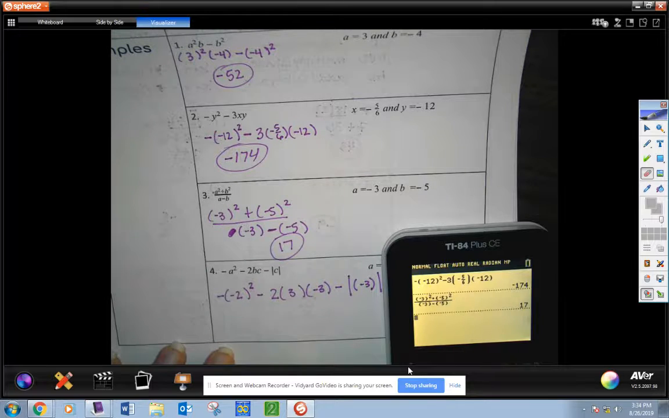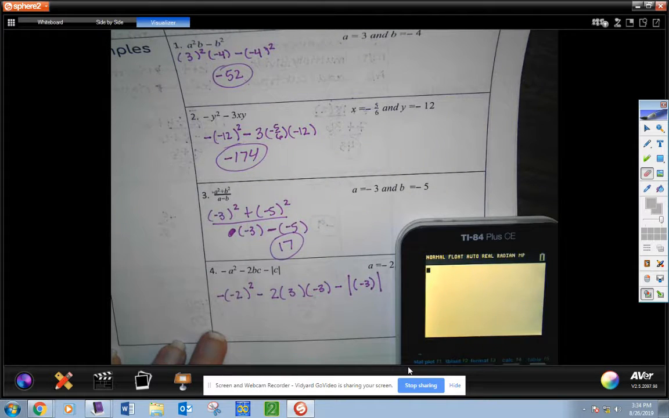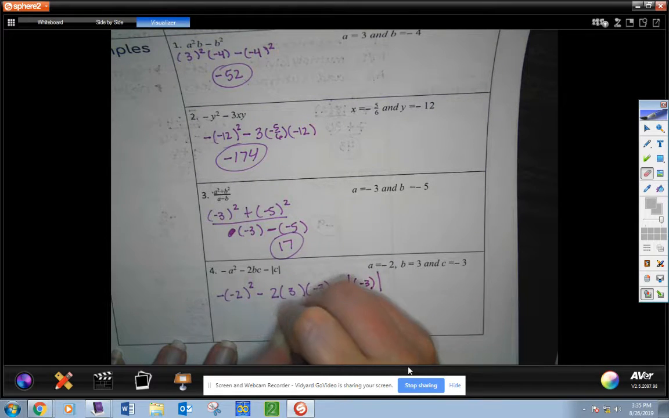Okay, I'm going to go into my calculator. I'm going to type it the exact way I wrote it. So negative parentheses, negative 2 squared minus 2 parentheses 3 parentheses negative 3 minus, to get your absolute value, you have to press math over enter, parentheses negative 3 close parentheses. My problem looks exactly like my written part. I hit enter and my answer is 11.